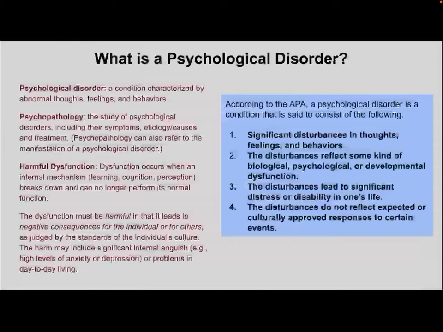Over on the right, we can see the APA definition of psychological disorder. It has 4 different parts. The first, as I mentioned, is the disturbances in thoughts, feelings, or behaviors. The second is that these disturbances reflect some kind of either biological, psychological, or developmental dysfunction. The third is that these disturbances lead to significant distress or disability. This is the harm part. And finally, that the disturbances do not reflect expected or culturally approved responses. So it's not normal in their culture.